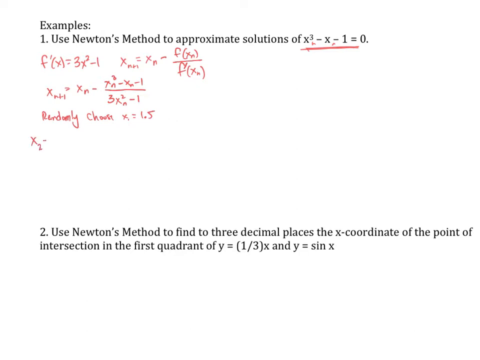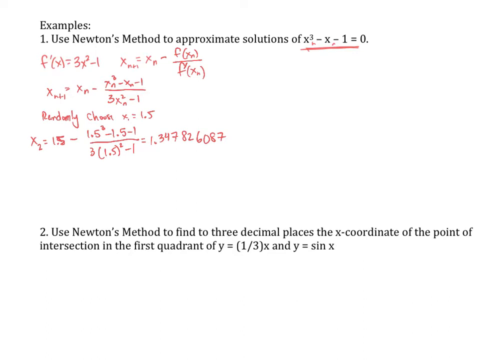I will put this into my equation. So x sub 2 will be my x sub 1 value, which I chose to be 1.5, minus, now this will be 1.5 cubed minus 1.5 minus 1, all over 3 times 1.5 squared minus 1. And I put this into my calculator. And I get an answer of 1.347826087. In this method, you're going to want to carry it out as far as your calculator will let you. And I'm going to show you something in a second that will make this a little bit easier.